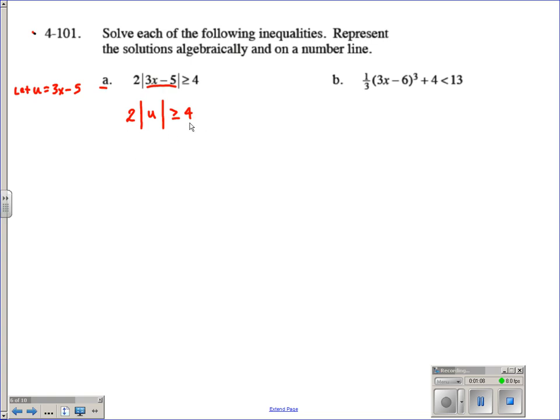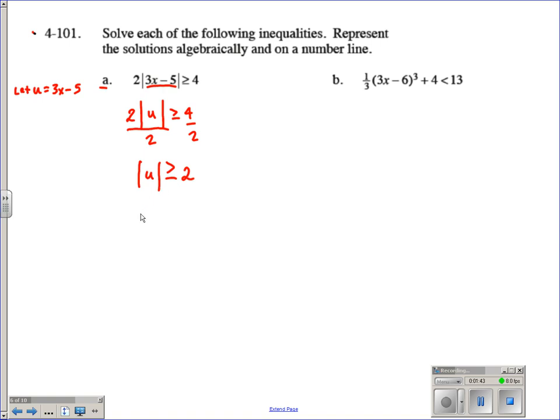Now if we look to solve this, remember our goal here is to isolate the absolute value brackets. So 2 times something has got to be greater than or equal to 4. Well, we can divide each side by 2, so we're undoing that, and we get the absolute value of u is greater than or equal to 2. So we're looking for numbers that are 2 units from 0 or more.